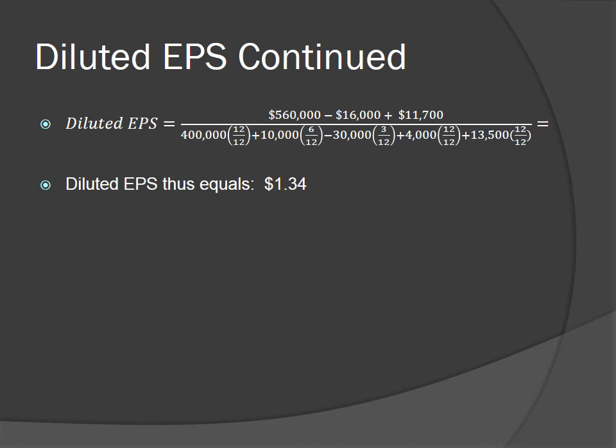Filling in the formula for diluted EPS from the information on the previous slide, we easily solve for diluted EPS, which equals 1.34. This value is less than basic EPS as expected. This concludes the video solution to this problem.